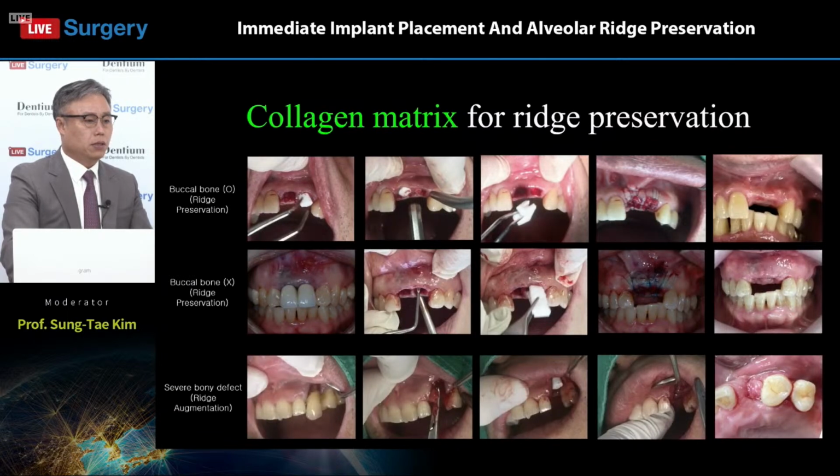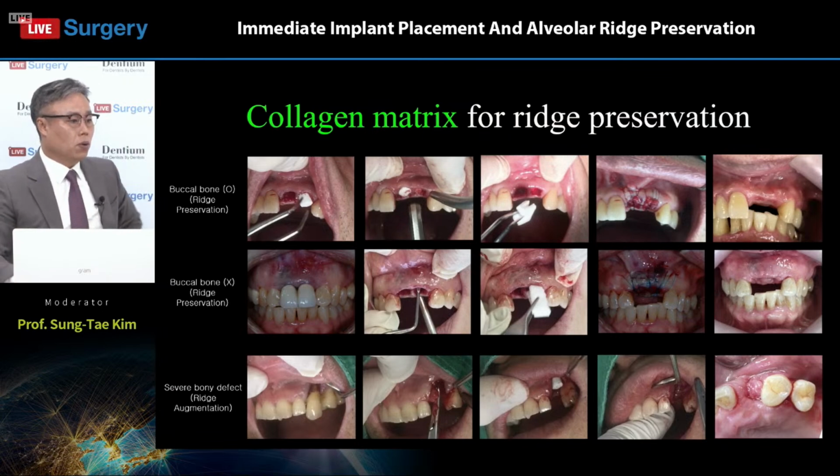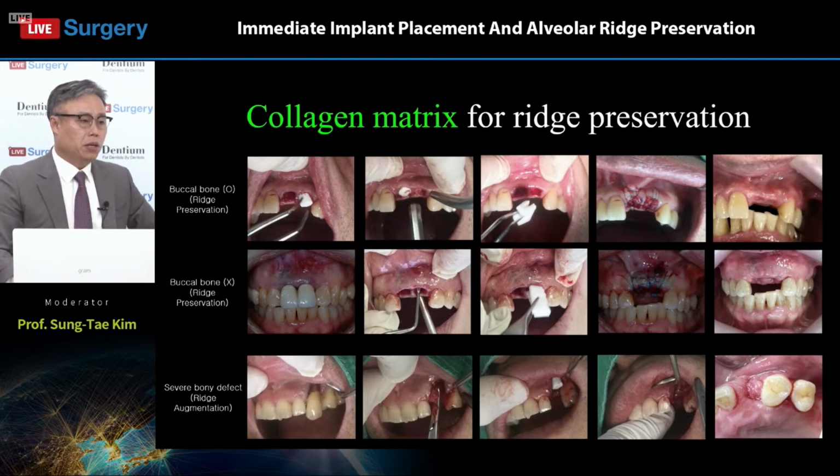This is the clinical procedure I'm doing in my clinic, applying the collagenated bone graft and sometimes applying 2 layers of collagen matrix. Sometimes, for the second layer, when there is no buccal bone, we have to compensate for the missing buccal wall. Then we apply the collagen matrix on the buccal side to compensate for the missing buccal bone. So apply the collagen matrix first and then the bone graft packing.